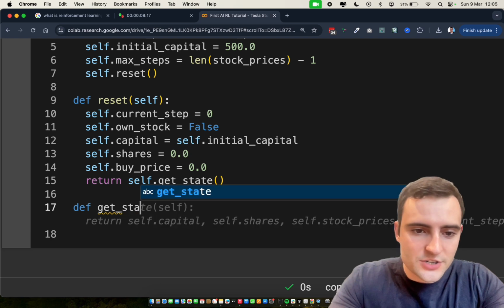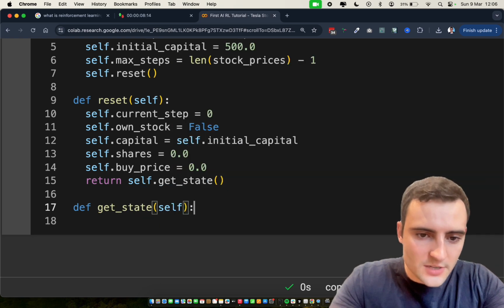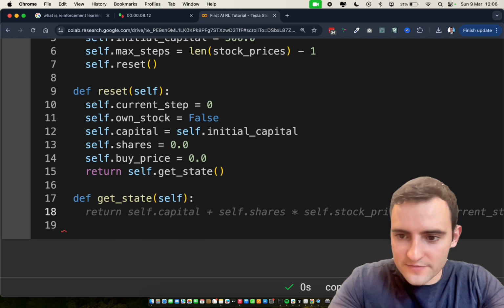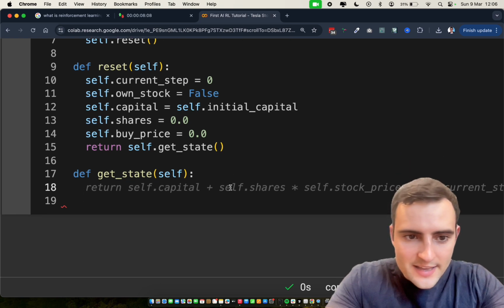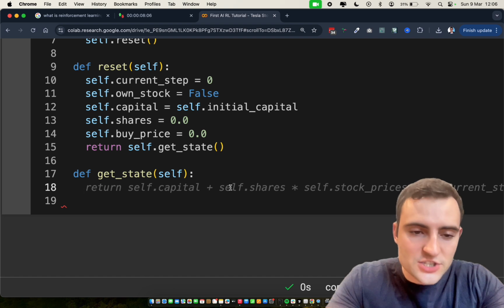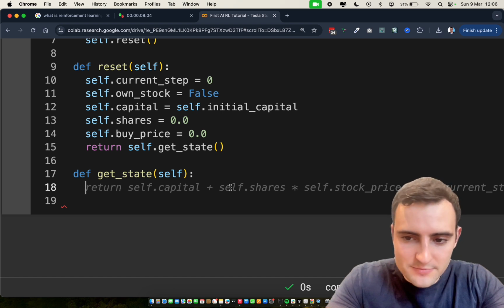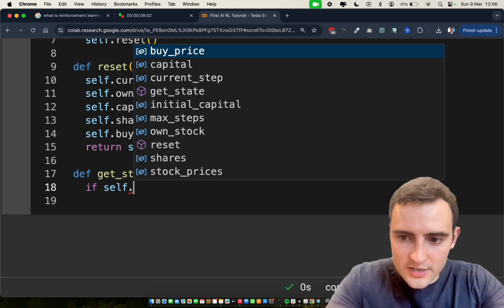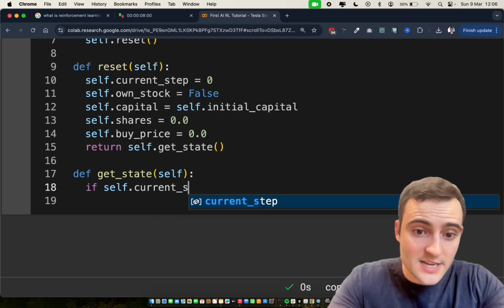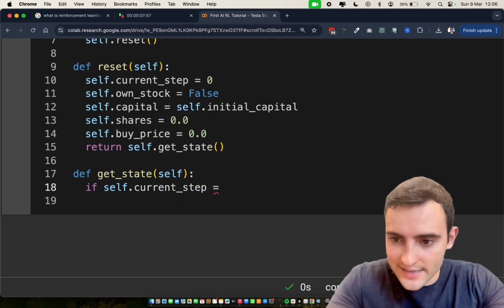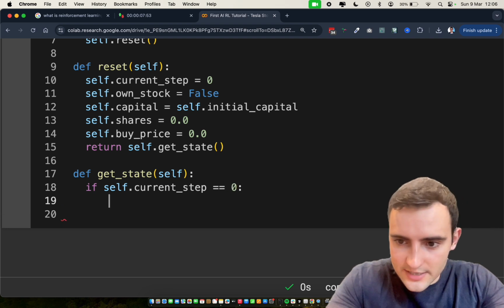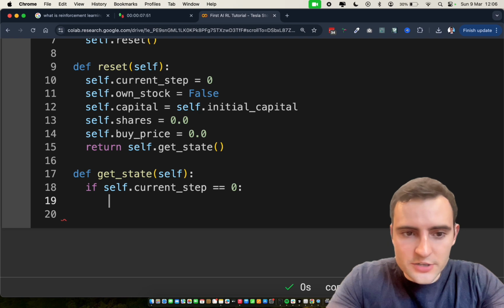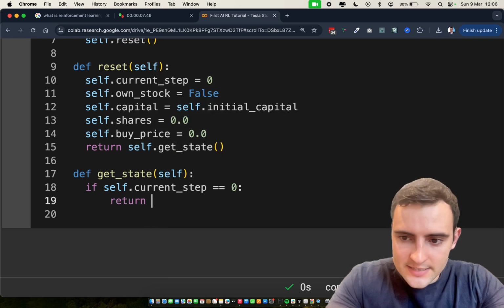You write get_state(self): So that's how we define the function in the class. And we're going to start off by saying, okay, if we start off at the very beginning, what happens? So if self.current_step, which means at what step am I in, what day am I in the trading process? If it's 0, which is that I just started, what it's going to return is self.